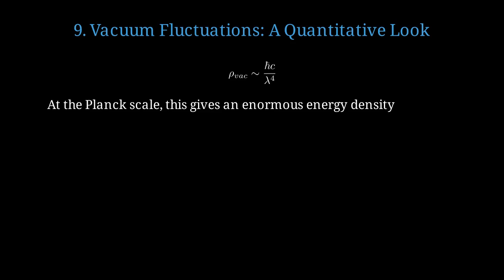Let's estimate the energy density of quantum vacuum fluctuations. The vacuum energy density scales as h bar c divided by wavelength to the fourth power. At the Planck scale, the smallest meaningful length, this gives an absurdly large energy density. The Planck length is about 1.6 times 10 to the minus 35 meters, incredibly tiny. This gives a vacuum energy density of about 10 to the 113 joules per cubic meter.